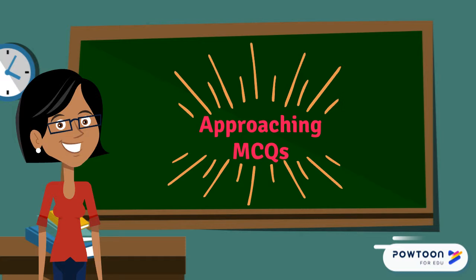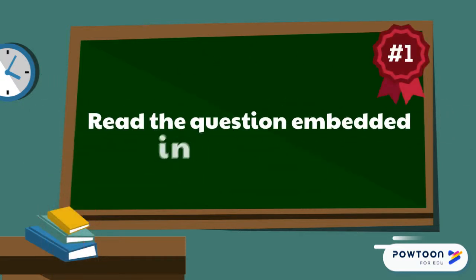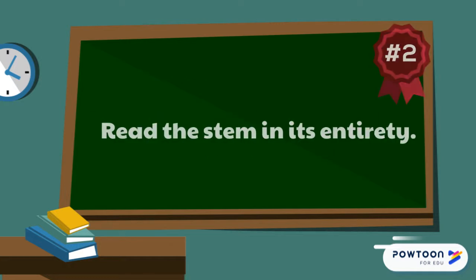How do you approach an MCQ question? Start by reading the question embedded in the stem first. Note what the question is asking. Then read the full stem in its entirety. Draw a sketch or flowchart if it's helpful. Identify any clues such as times, amounts, age, etc.